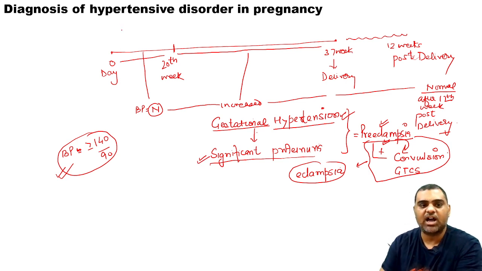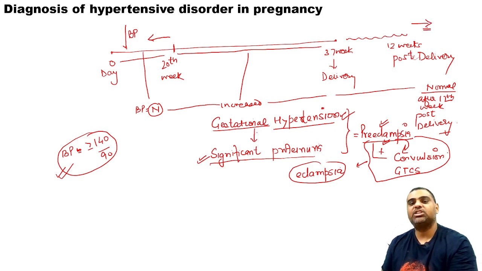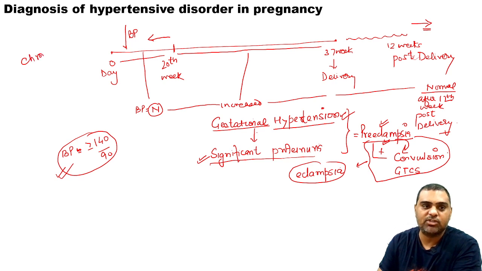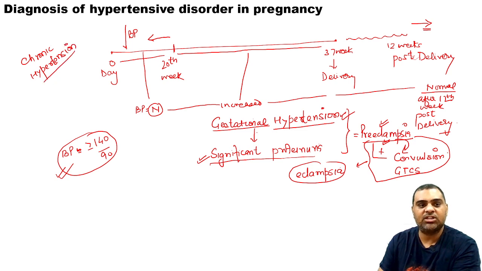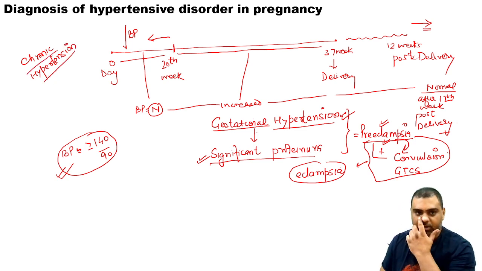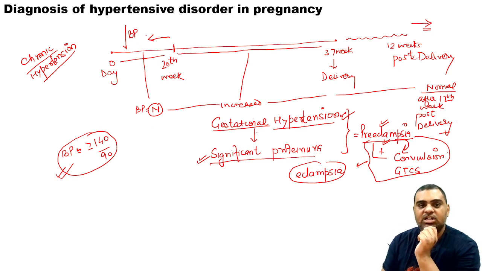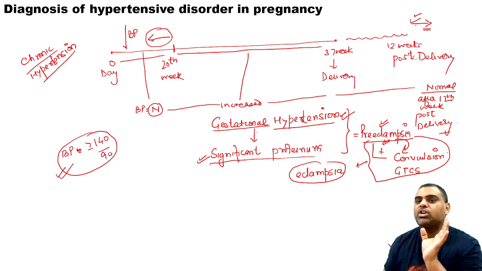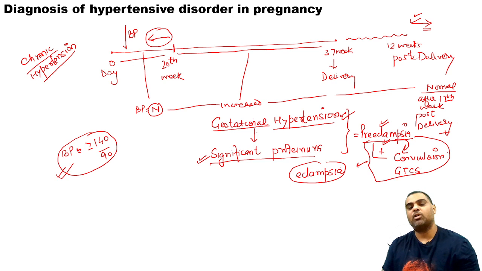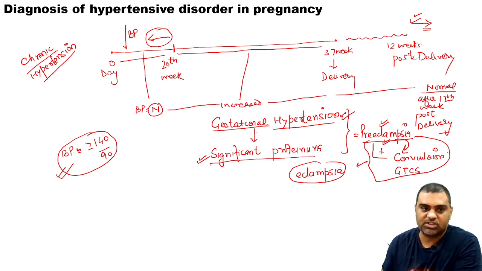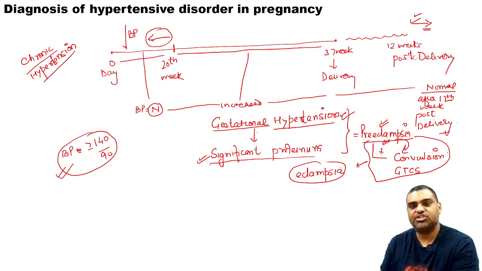Now if a lady has a high BP before the 20th week, or a lady has hypertension even after 12 weeks of post delivery, then that is called chronic hypertension. Because then we say that the cause of hypertension in this lady is not the pregnancy. So when is it chronic hypertension? Two categories: either the BP is increased before the 20th week of the pregnancy, or BP remains elevated after 12 weeks post delivery. If any of this is present, then they will not be included in gestational hypertension.